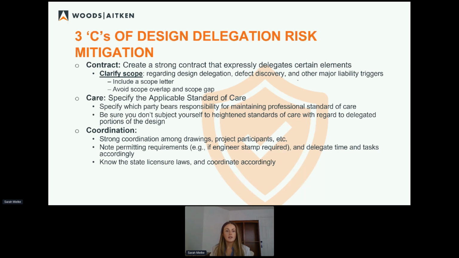But coordination is key and can avoid, at a very minimal cost, both time and money, those huge battles that design delegation can lead to. So strong coordination is huge.